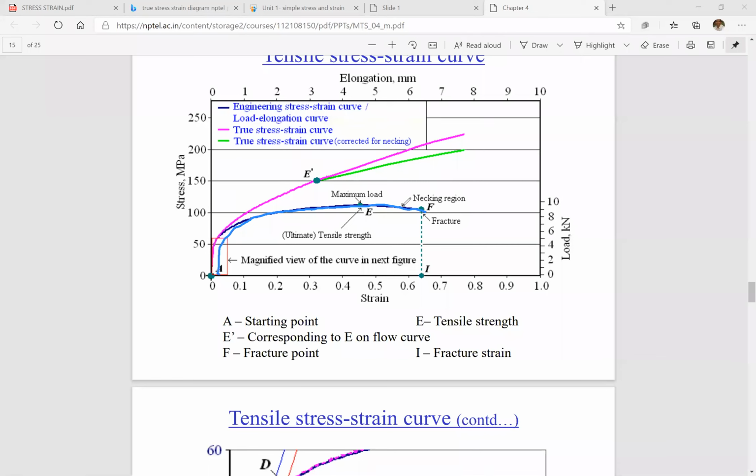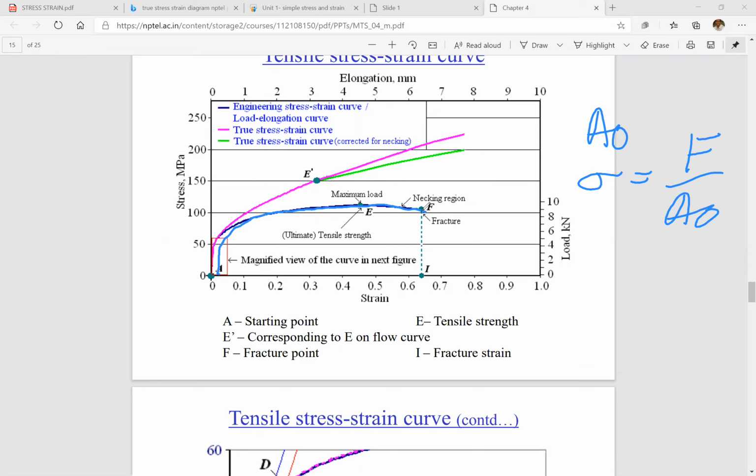After that, the metal will go for necking. If the metal is ductile, then it will neck, and after that there will be fracture. So this is the engineering stress strain diagram. In the engineering stress strain diagram, we are taking the original dimension, the original area A0, throughout the calculations. In calculating the stress we use F by A0, the original area everywhere.